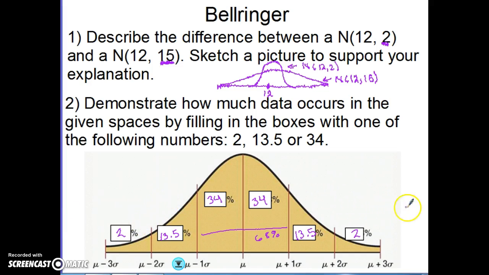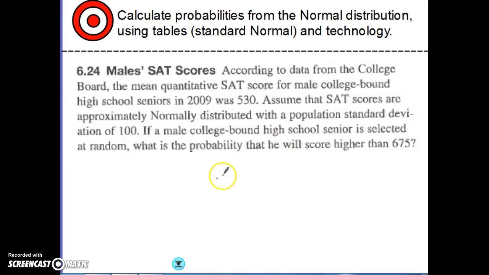So between all of these percentages, I know exactly how much is falling between each standard deviation. And as we do more stuff with calculating probabilities, I hope you find that this empirical rule is confirmed over and over again. Okay, all right.